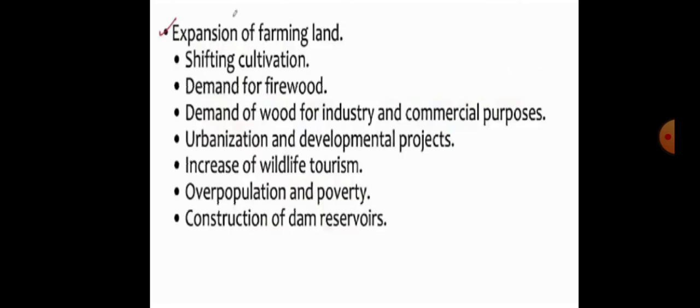The farmland is being expanded and the forests are getting depleted. Also, we have shifting cultivation responsible, where a group of people move from place to place. They clear the forest land, they burn the grass and mix the ashes with the soil and cultivate there. After the soil loses the fertility, they abandon the region and travel to some other place. The demand for firewood. Also, we have demand of wood for industry and other commercial purposes.